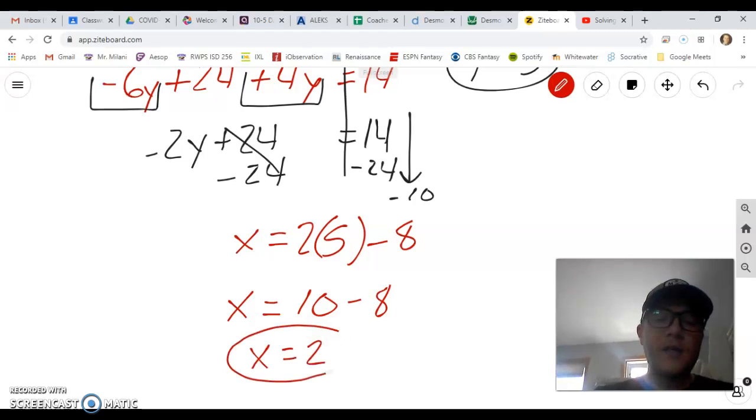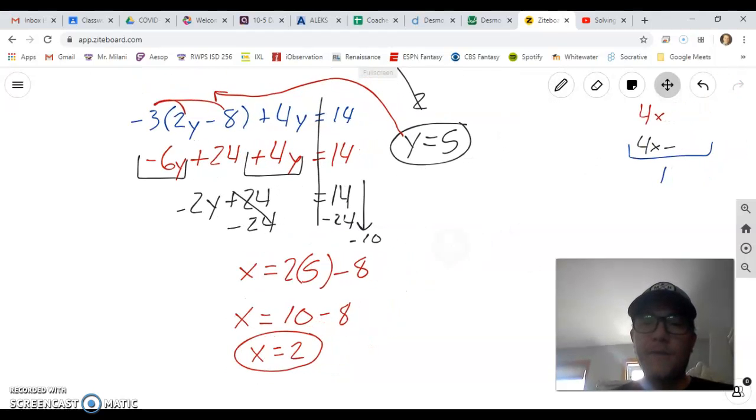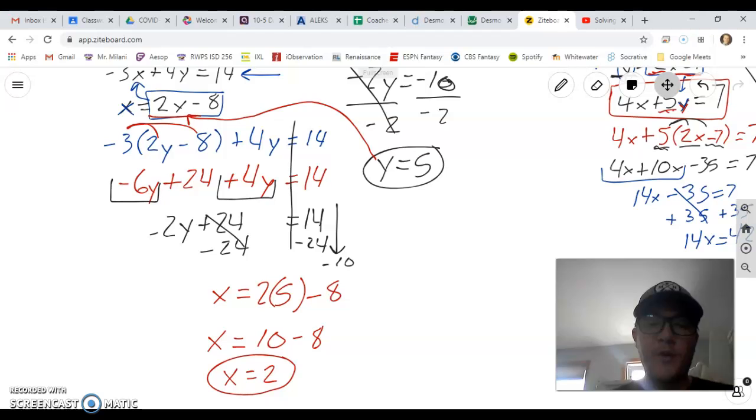So I've got my x, I've got my y. I've got my y of 5 up here, my x of 2 right here, and I've got my ordered pair. My ordered pair is going to be 2, 5. Remember, x always comes first.